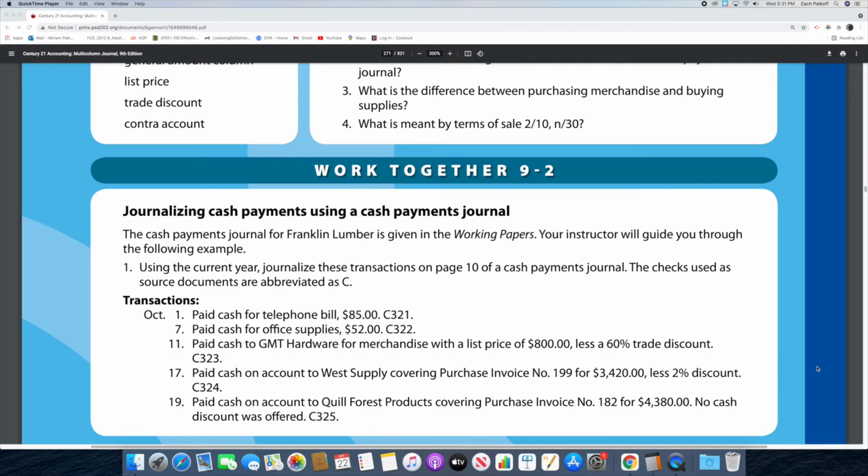But anyway, today I will be going over the 9-2 work together, where we will be journalizing cash payments using a cash payments journal. So the instructions say the cash payments journal for Franklin Lumber is given in the working papers. Your instructor will guide you through the following example. Number 1, using the current year, journalize these transactions on page 10 of a cash payments journal. The checks used as source documents are abbreviated as C.